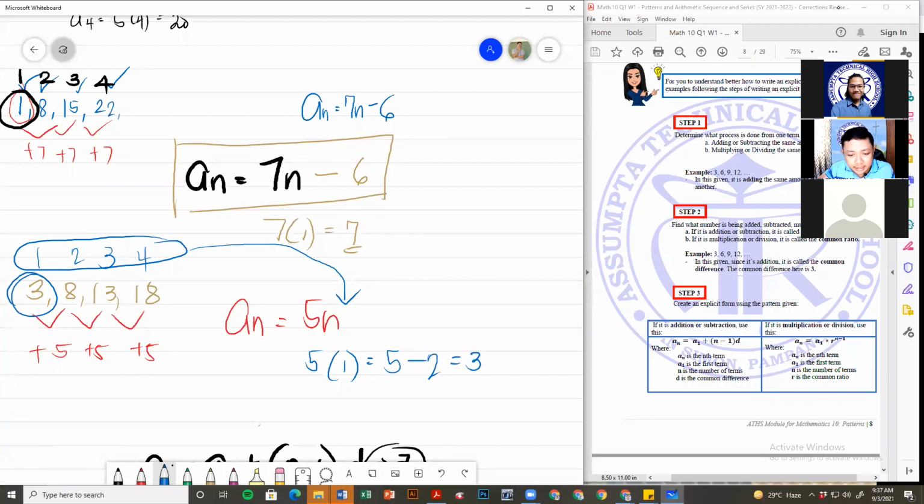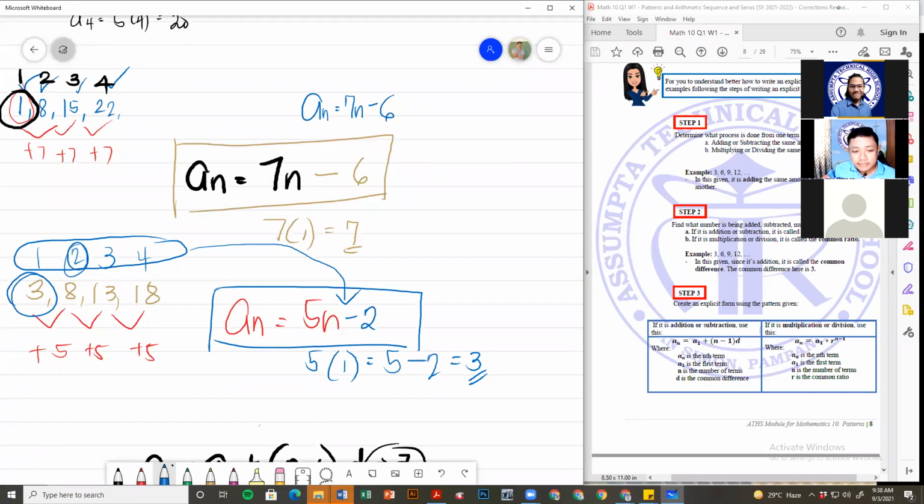So that becomes 3 na. So therefore, minus 2 ang ilalagay ko doon. That's it. Finish. Got it? Let's try nga. Baka naman sa una lang po pwede, sir. Sa susunod, di naman pwede.